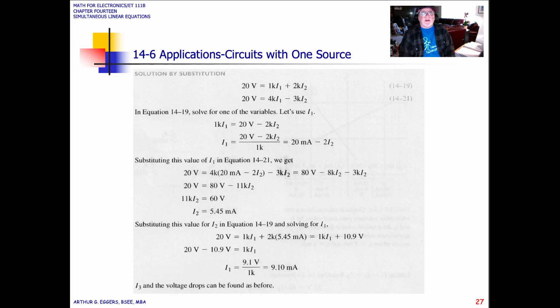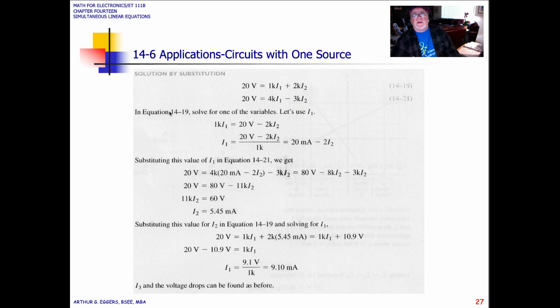We left off with the applications of circuits with one source, and this installment is the solution by substitution. So we've gone back and we've looked at these relationships where we were able to solve using linear simultaneous equations. So this is the solution by substitution. In this case, we've got our two expressions that we solve for I1 and I2. You'll notice we do not have an I3 in either of these, so we've got these already set up with the proper unknown currents.